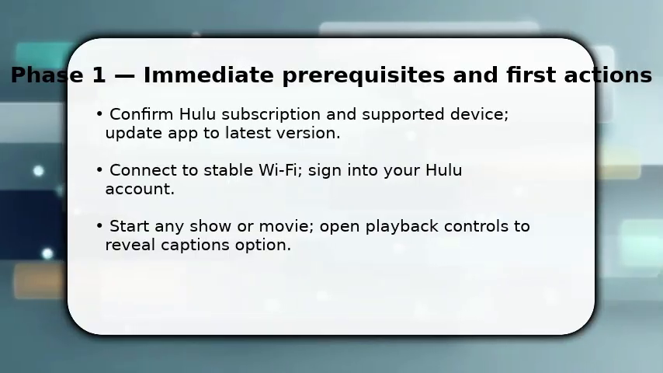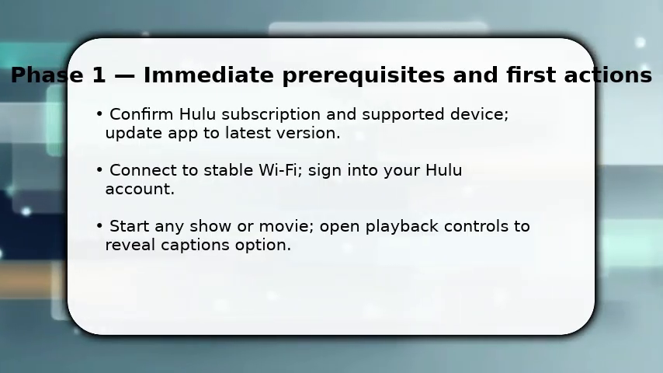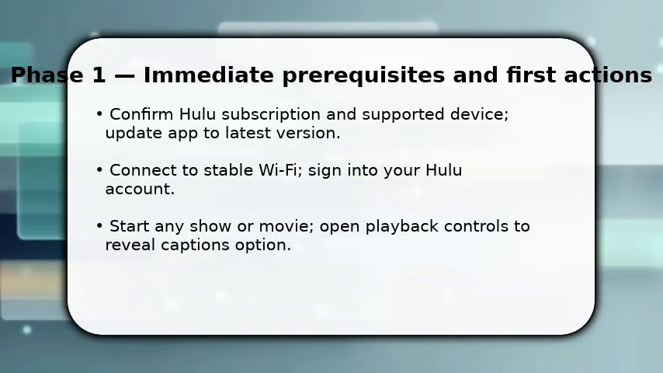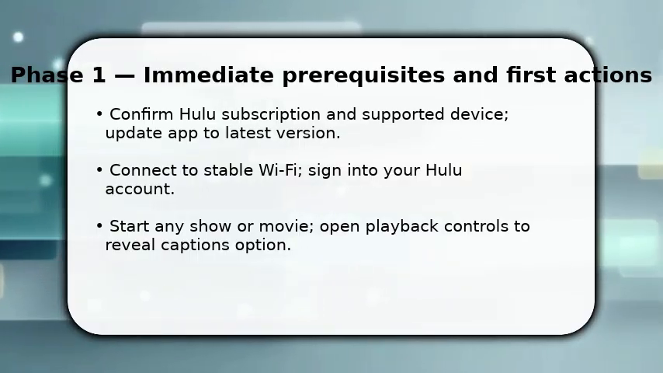You're ready? Start by confirming your Hulu subscription and that your device runs the latest app version. Connect to a stable Wi-Fi and sign in. Then play the content you want captions on so the player controls appear. This is important because Hulu shows caption settings only during playback.